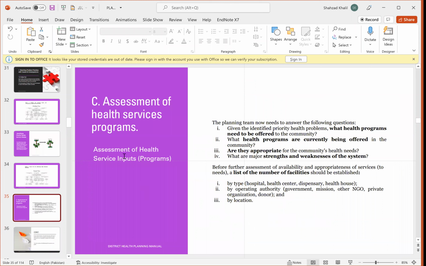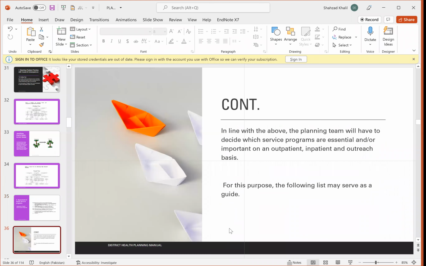Assessment of health service programs and inputs. The planning team needs to answer the following questions. What health programs need to be offered? What health programs are currently being offered in the community? How appropriate are they? And what are the major strengths and weaknesses of the system? But before assessing the availability and appropriateness of the services, a list of facilities should be established by type: hospital, health center, dispensary, health house; by operating authority: government, mission, other NGOs, private organizations, donors; and by location.